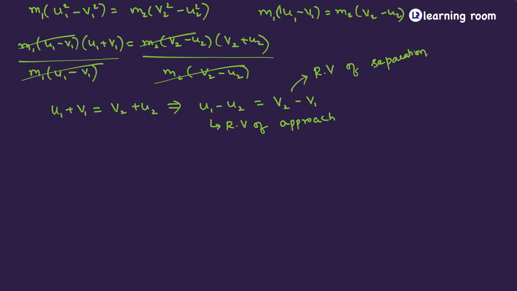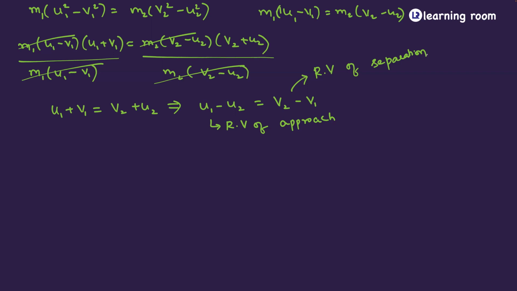U1 should be greater than U2. That is why U1 minus U2 is the relative velocity of approach. After they have collided, they are getting separated. During the separation process, what is the condition? V2 is greater than V1. So V2 minus V1 is called the relative velocity of separation. Am I clear with this point?